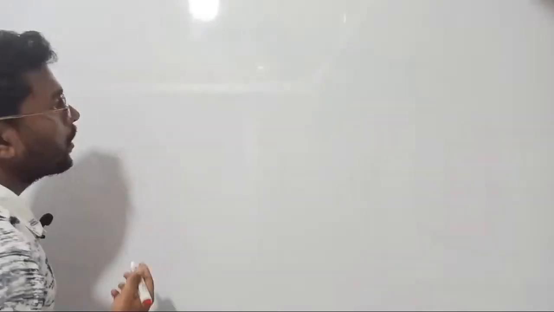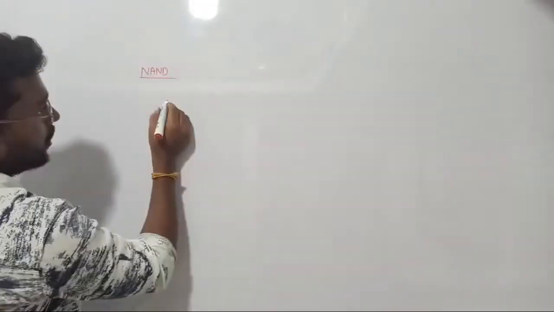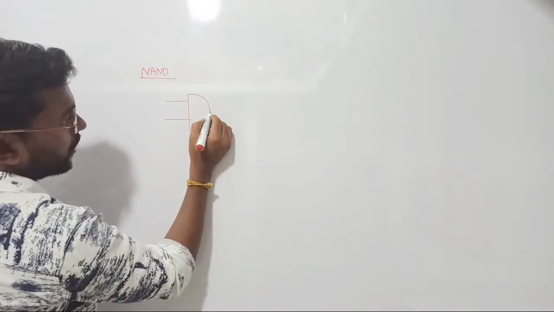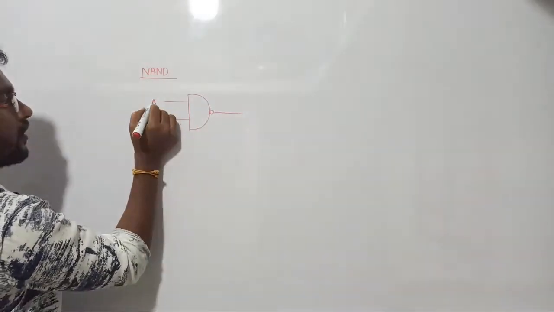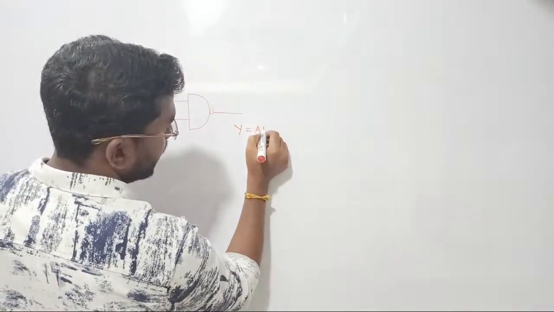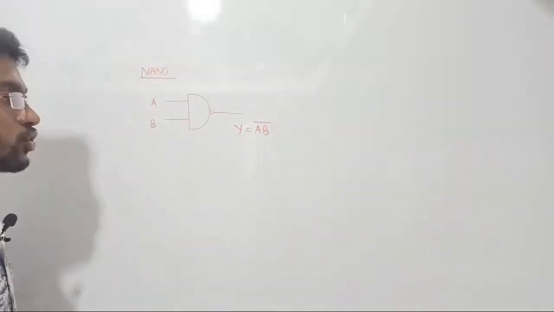Let's see how to design the NAND gate. That is the electrical equivalent circuit of the NAND gate. We already discussed that the NAND gate is the inverted version of the AND gate. So if I pass two inputs through the NAND gate, the output will become A dot B whole bar. Exactly, that is true.